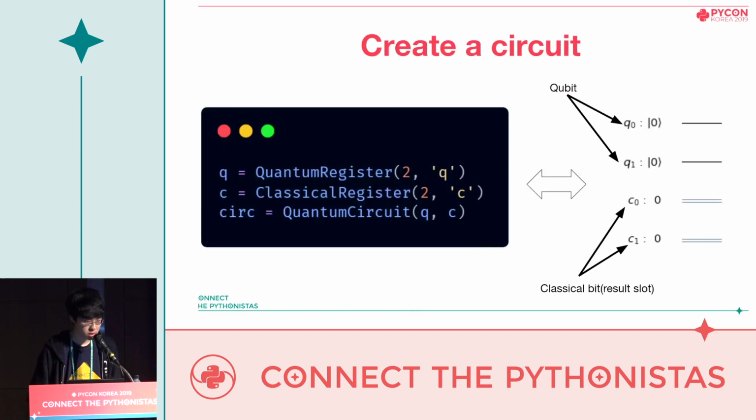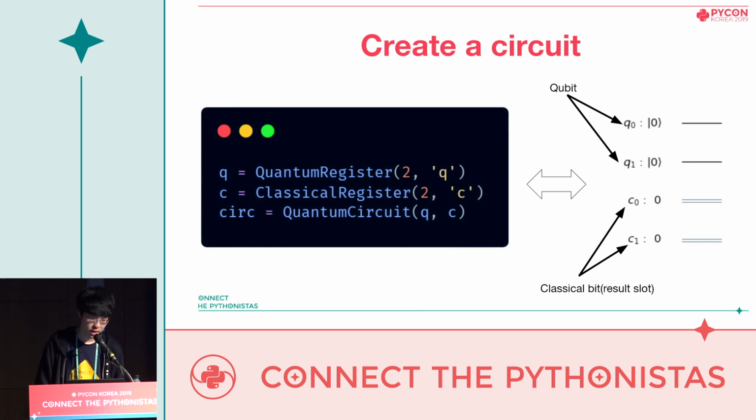After you imported all elements you need, you have to create some registers and a circuit. A quantum circuit is made with two elements. One is a quantum register and the other is a classical register. Most of the operations will be done in the quantum register, and the classical register will be some kind of slot for storing results of qubits. And when you combine them, you can create a proper quantum circuit.